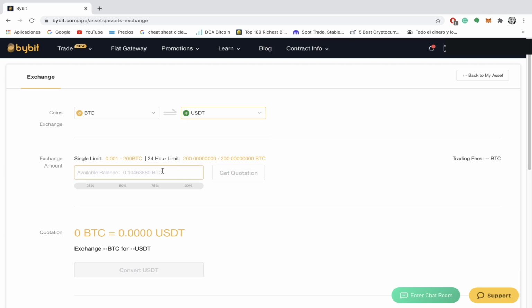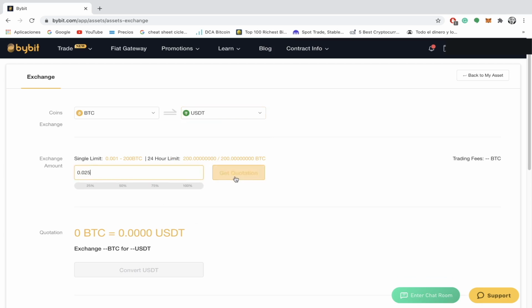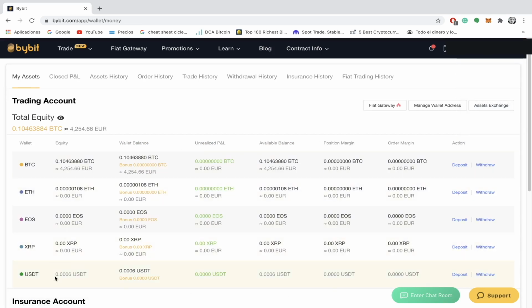Let's go with US dollar Tether, and I want to change 0.025 Bitcoin. You would get a quotation, and here you can see 1 Bitcoin is worth 48,936 US dollar Tether. So with 0.025 Bitcoin, you'll be getting 1,223 US dollar Tether. You would convert it to US dollar Tether, and then you would go to My Assets, and at the lower part here, you will have all of your US dollar Tether that you have converted. So you're ready to trade any US dollar Tether Perpetual.